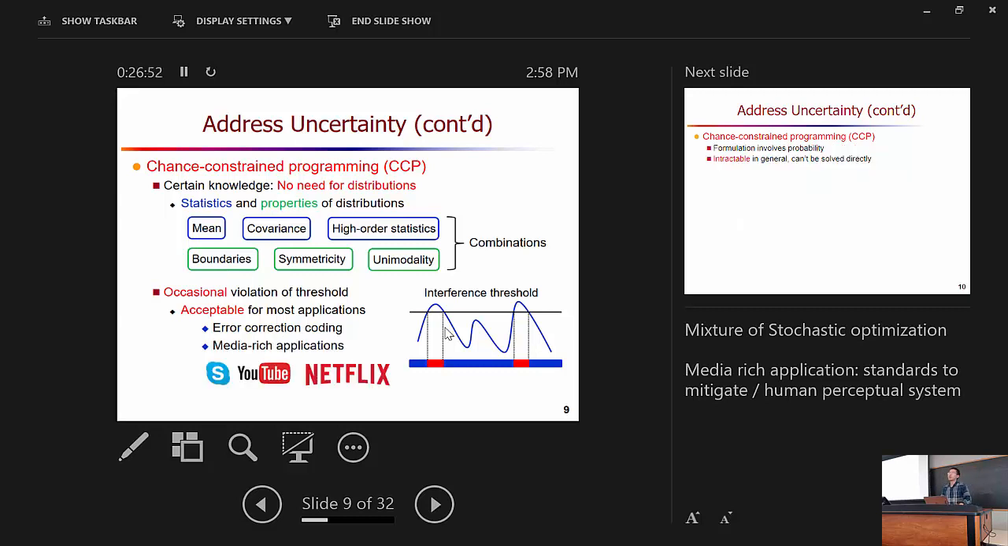And also, for our standards today, lots of applications are media rich, like video, pictures, or audio. And our human perception system is not sensitive to errors. So you watch YouTube, sometimes the resolution drops a little, and you will not notice that. Also for those kinds of applications, there will be some buffering. As long as you are watching the movie fluently, you don't notice how it transmits. So based on these reasons, occasional violation of the interference threshold is acceptable.